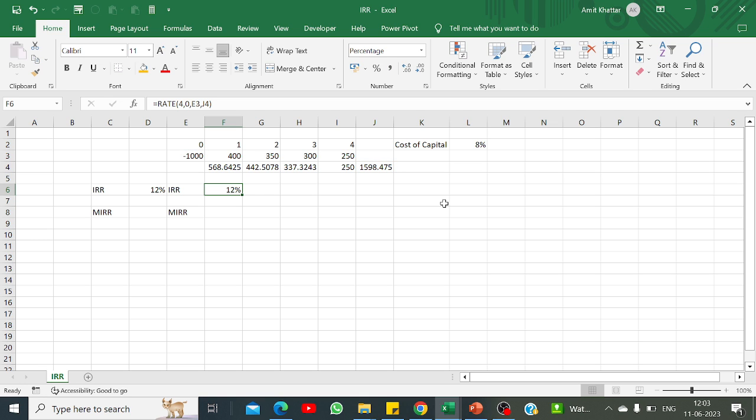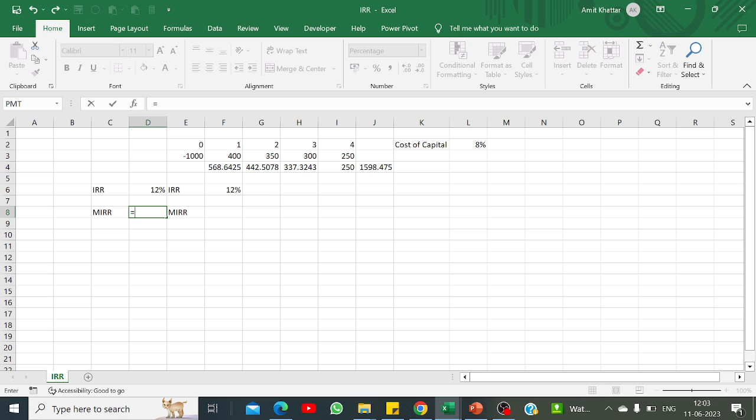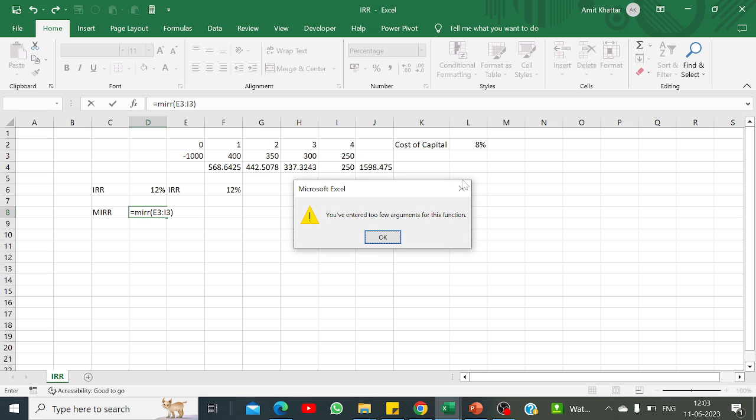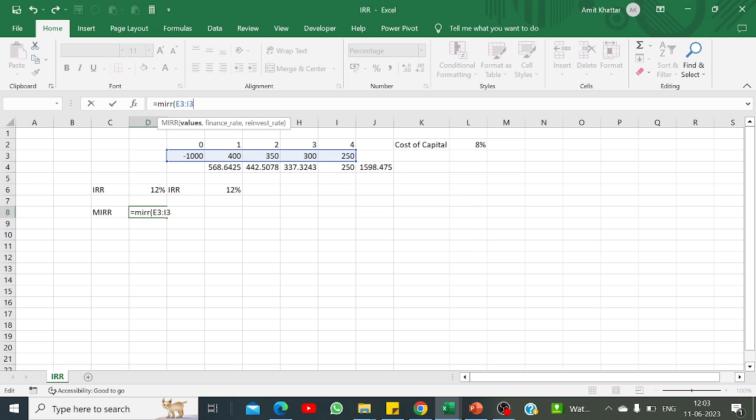But a better judgment of internal rate of return can be done through MIRR, that is modified internal rate of return, since it is considering that all the cash flows are being reinvested at the cost of capital. So we can determine MIRR using the function MIRR. We'll take in all the cash flows starting from investment. Got to add the cost of capital and the reinvestment rate.